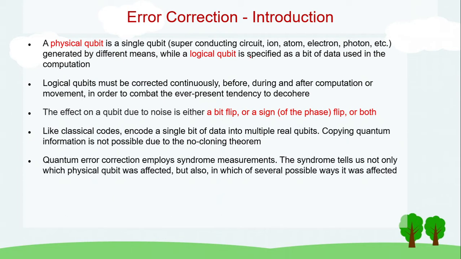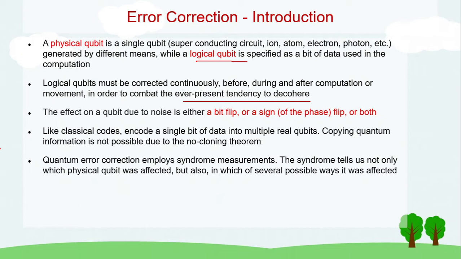Suppose I want to solve a problem. I may solve a problem with 3 qubits. All the 3 qubits should be useful to me. So they are called logical qubits. It's specified as a bit of data used in the computation. And logical qubits should be corrected continuously before, during, and after computation. Then only you will get a right answer, in order to combat the ever-present tendency to decohere. So this is what we will be doing.